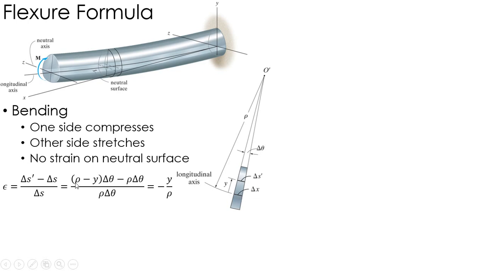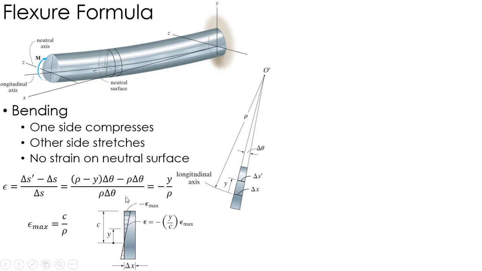Okay. Well, what happens here is the rho delta theta goes away, and I'm left with negative y over rho. And that's the strain of an element at some position y away from the neutral axis.